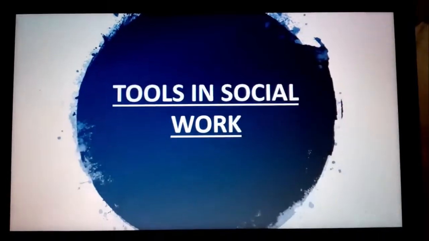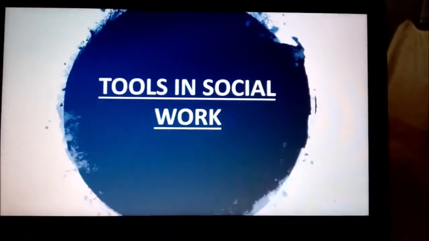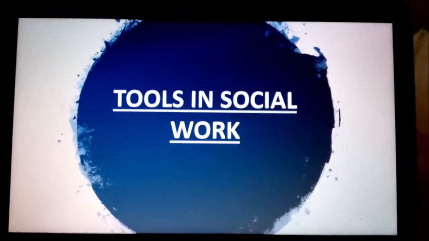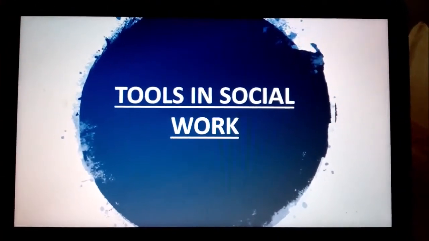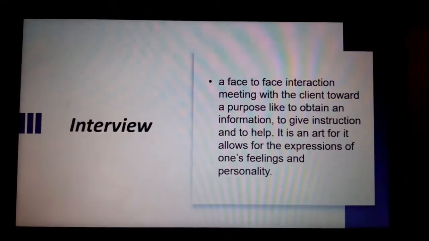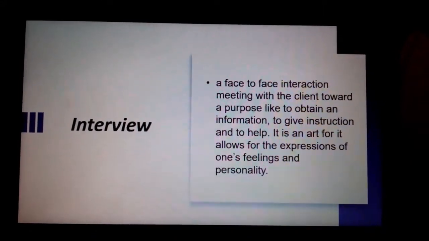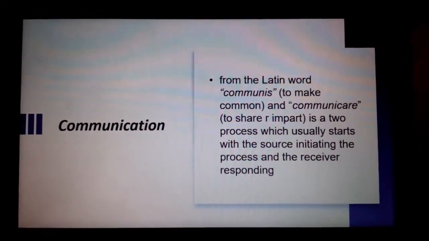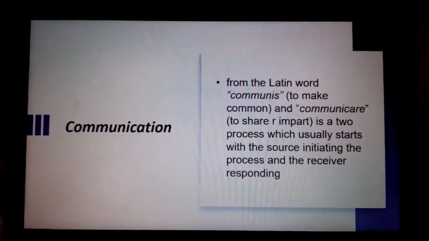And then, meron tayong tools in social work. Ito naman yung mga ginagamit. Kung yung sa una, methods, meron tayo dong social reform, social action, and social casework process. Here, we're going to discuss the tools in social work. First one, interview. Siyempre, we know interview, it is a face-to-face interaction of giving information. Second one, we have the communication. Siyempre, kapag may interview, hindi tayo mawawala ng communication.